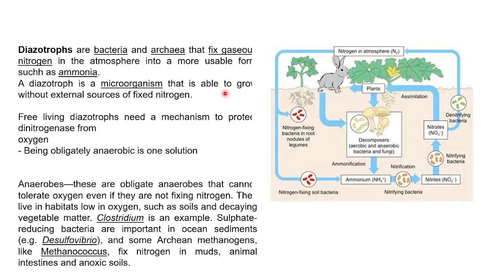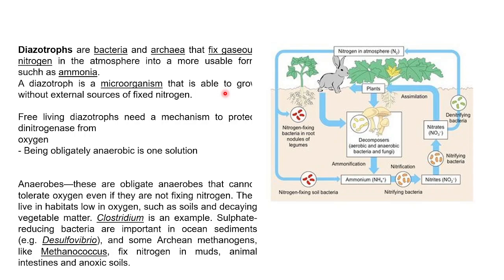So diazotrophs are bacteria and archaea that fix gaseous nitrogen in the atmosphere into a more usable form, such as ammonia. They are able to grow without an external source of fixed nitrogen. They can basically take nitrogen from the atmosphere and fix it. There are free living diazotrophs also, but they need a mechanism to protect dinitrogenase from oxygen. So oxygen can inhibit the enzyme dinitrogenase.